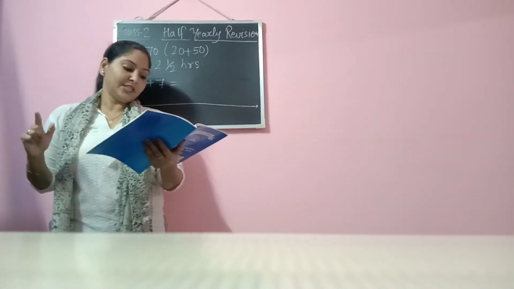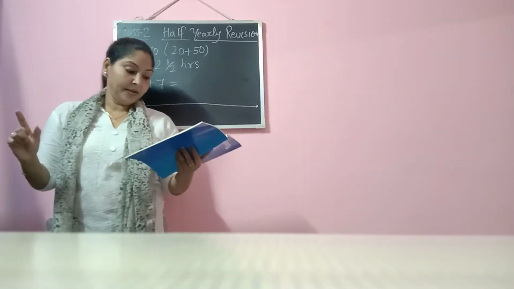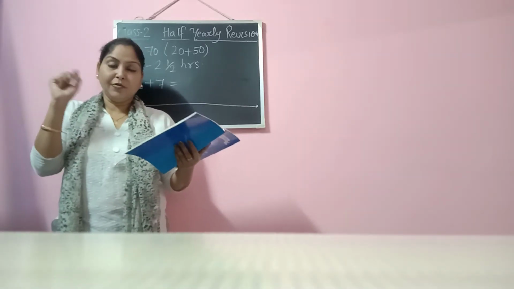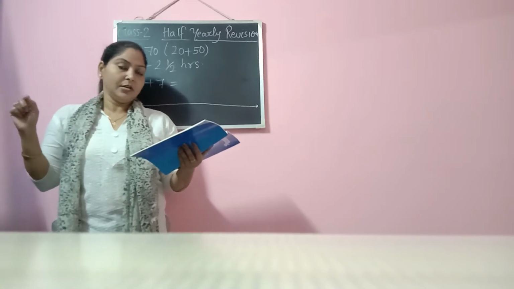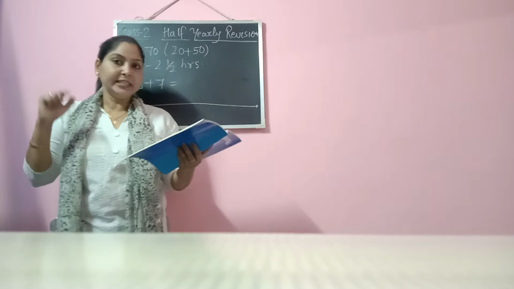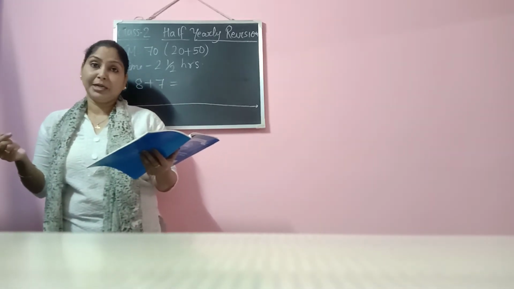5 plus 5 plus 5 plus 5 plus 5. That means 5 fives are there. Okay. And you have to find out the total. When you add all the 5s, how much do you get? And then the same thing you can write in the multiplication form also. How will you write that multiplication form?